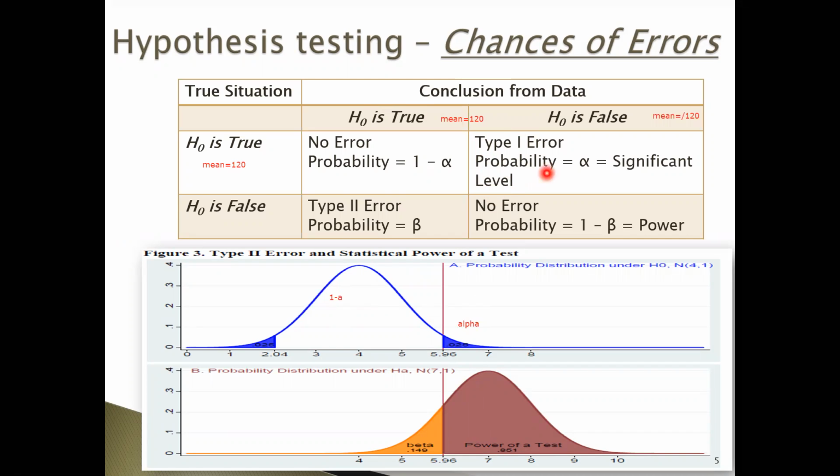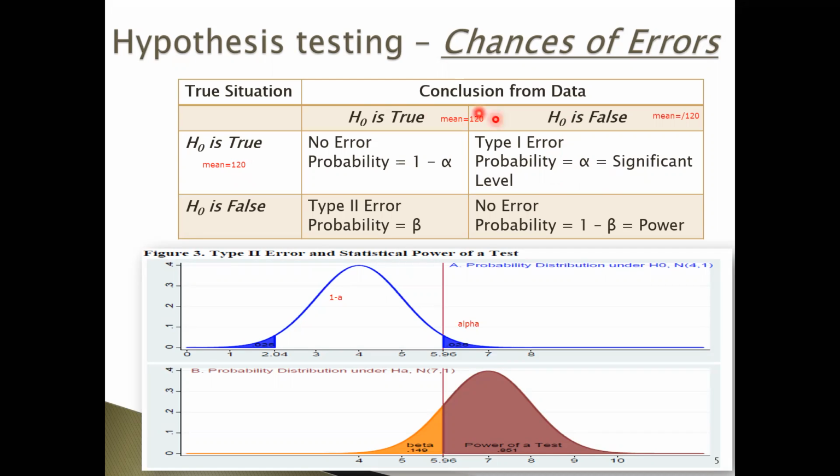So type 1 error, and its probability, which is alpha, implies the probability of rejecting the true null hypothesis. What is it? Probability of rejecting the true null hypothesis. We call it type 1 error, and it is also called the significance level.